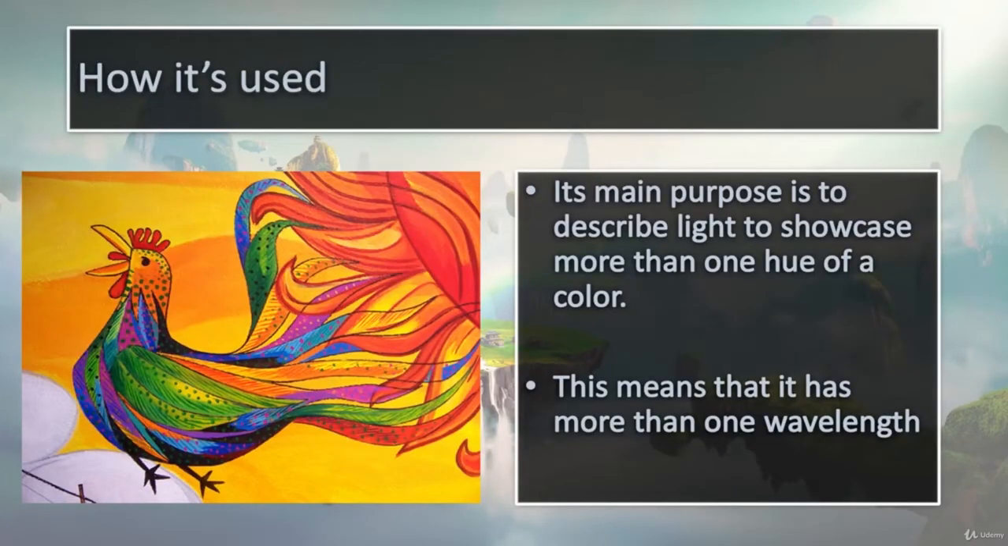And to go along with how it's used, its main purpose is to describe the light, to showcase more than one hue of a color, and this means that it has more than one wavelength. So when we talk about lights, hues, and wavelengths, this is very extreme color psychology and color theory. So we're not going to go into that too much because keep in mind this is a game development course in how to use color.